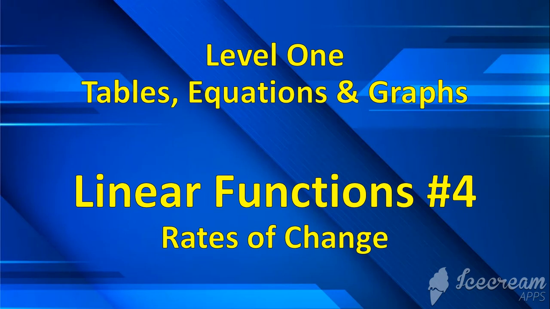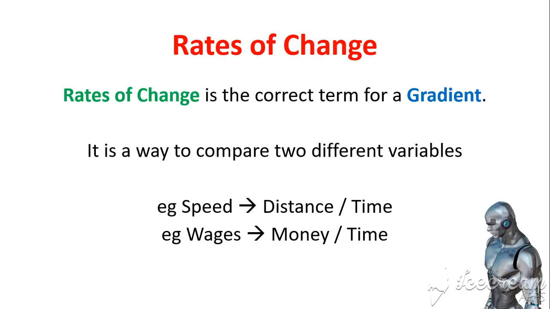We're still talking linear functions and we're going to talk about rates of change. Now, rates of change is the correct term for a gradient. It's a way to compare two different variables, things like speed, which compares distance with time, or wages, which compares money versus time.